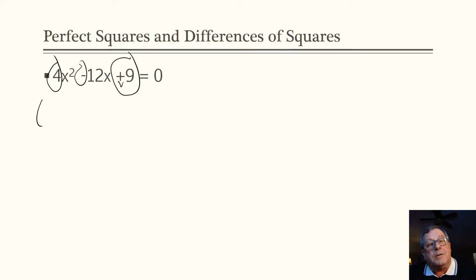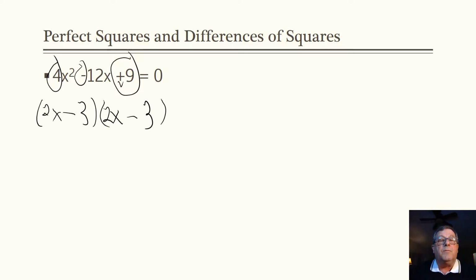I can take the square root of 4, and so we've got 2x, because the x squared is also a perfect square. And since this is positive and this is negative, inside my parentheses I'm going to have a negative, negative. Let me go ahead and put the 2x over here as well. So I've got 2x, 2x, and then a negative, negative inside my parentheses. And I take the square root of 9, that's 3, and this is what I'm going to complete this perfect square with. And so my two factors are 2x minus 3, 2x minus 3.